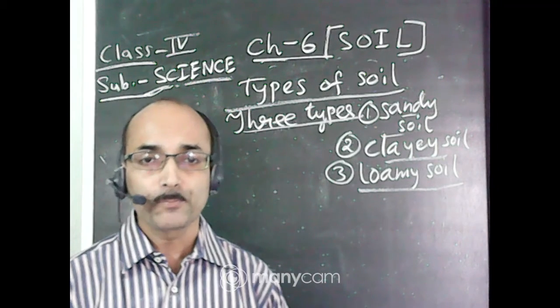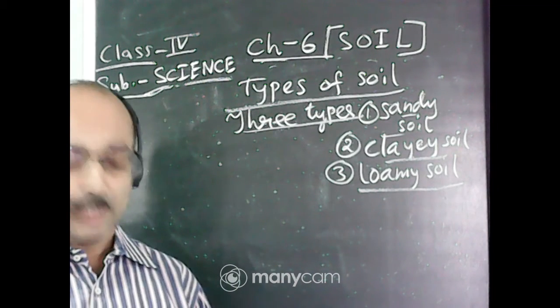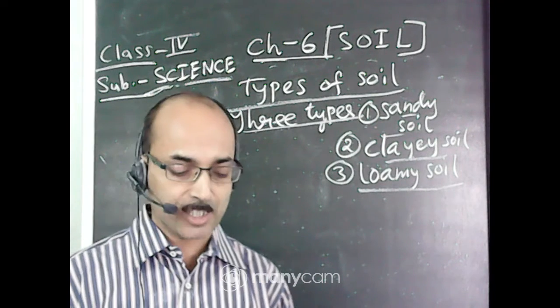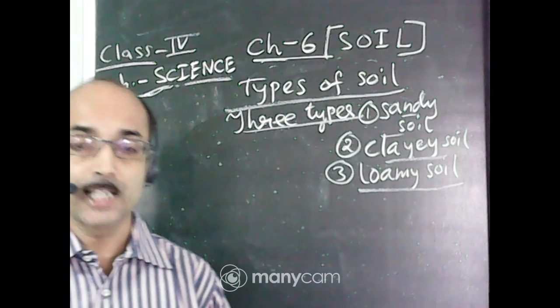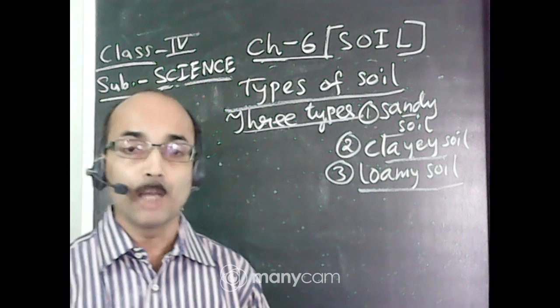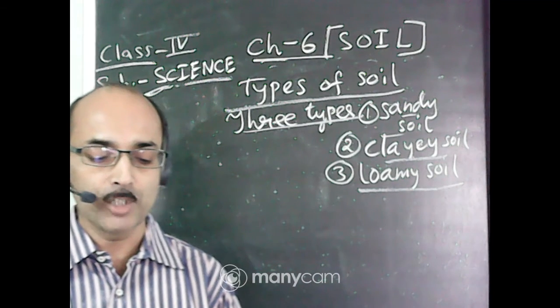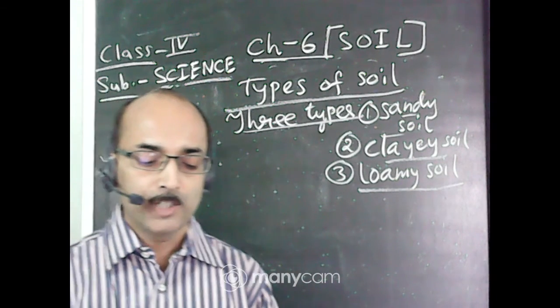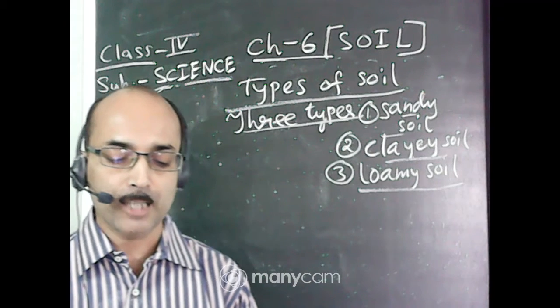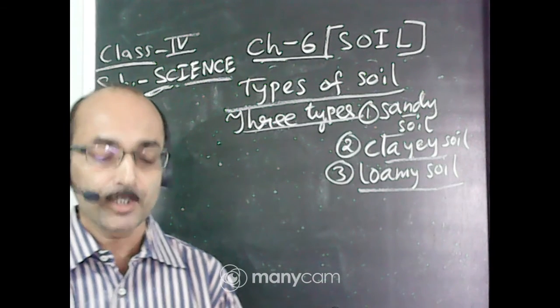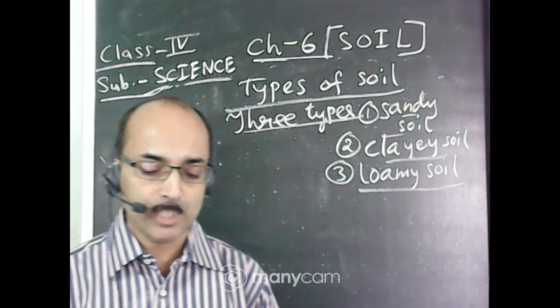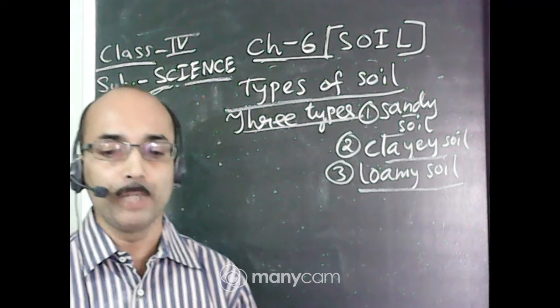Sandy soil, what are the features there? Number one, it mainly contains sand. Number two, it is found in deserts and on seashore. Number three, it is yellow or light brown in color. Number four, it cannot hold much water as water passes through its particles easily. Number five, it is mixed with cement and used for making buildings.